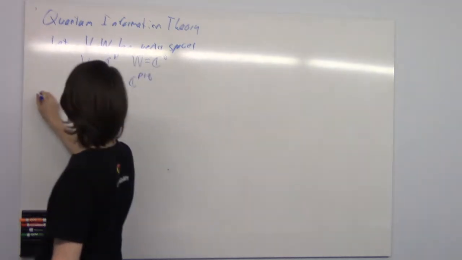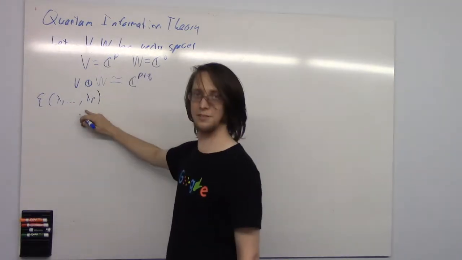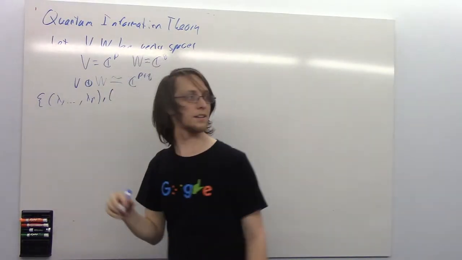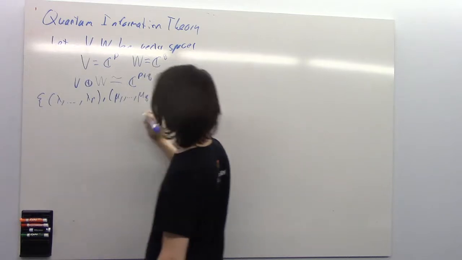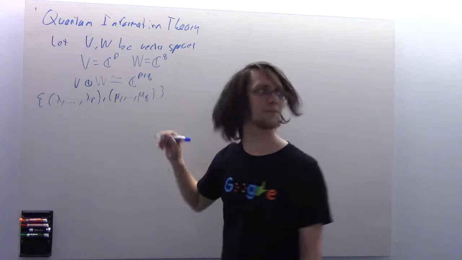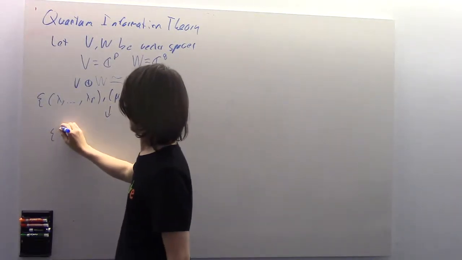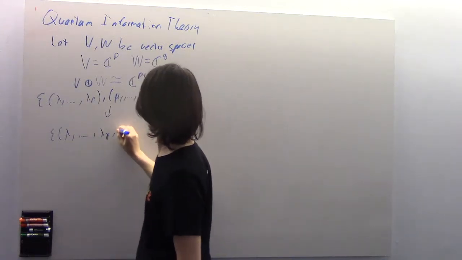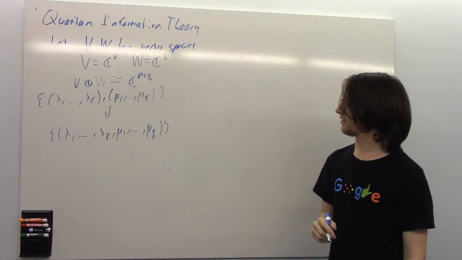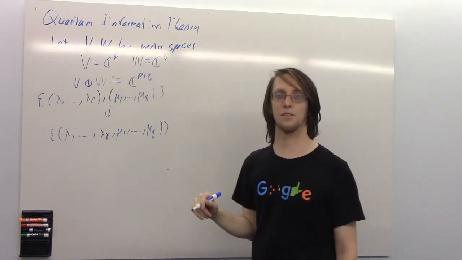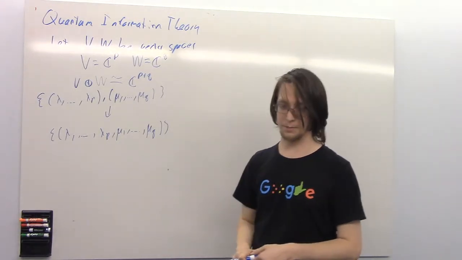Now we will do this by taking (lambda_1, ..., lambda_p), which is an element of C^p, and (mu_1, ..., mu_q), which is an element of C^q. This is going to map to just the vector (lambda_1, ..., lambda_p, mu_1, ..., mu_q). So this is an element of C^(p+q). Now we're going to just consider these equivalent many times as we talk about it.